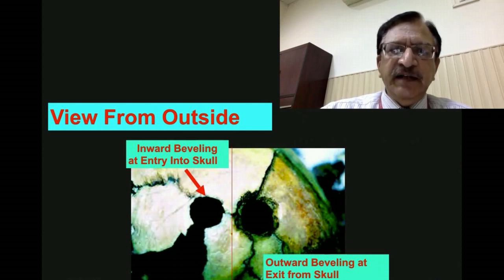At the entry side, this is the view from the outside. At the entry side, you can see the circular clean cut margins, whereas at the exit point, you can see the beveled margin. So on the left is bevelling inward, on the right is bevelling outward. This is a view from the outer holes.